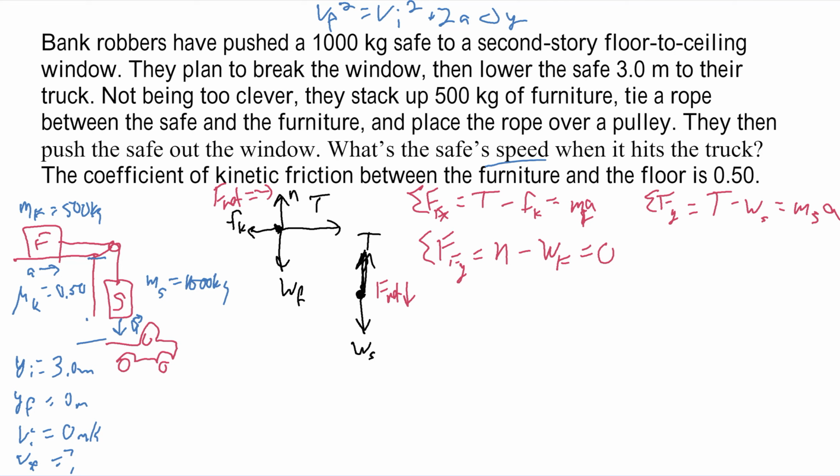Okay. Now what do we do? We're looking for what, speed, not acceleration? We are looking for speed, but we need to calculate acceleration first, so that we can use the formula at the top. Okay, so the sum of the forces in the y direction for the furniture, normal equals the weight of the furniture. The weight of the furniture will be the mass of the furniture times gravity.